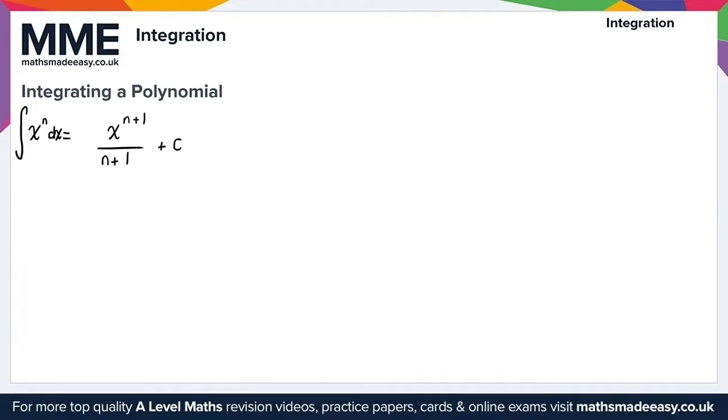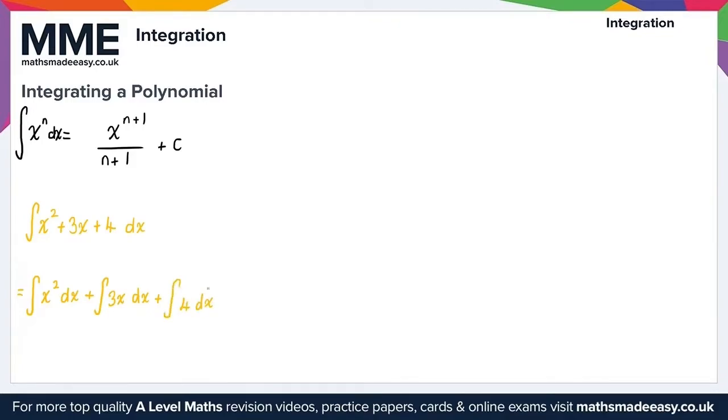So that's our general result here. And as with differentiation, we can integrate term by term. The integral of n times a function is n times the integral of the function, so we can use linearity there. That means we can now integrate polynomials. For example, if we want to integrate x squared plus 3x plus 4 with respect to x, then we just do this term by term. We could split this up into 3 separate integrals: the integral of x squared with respect to x, plus the integral of 3x with respect to x, and finally the integral of 4 with respect to x.